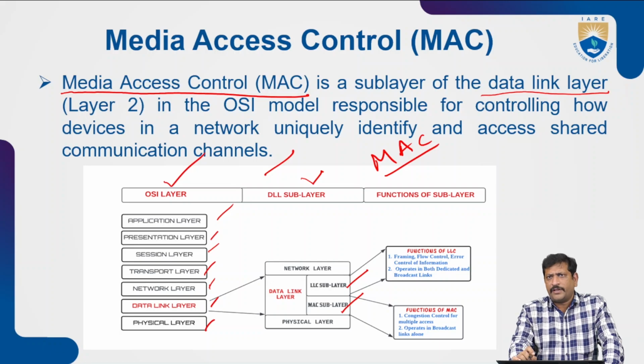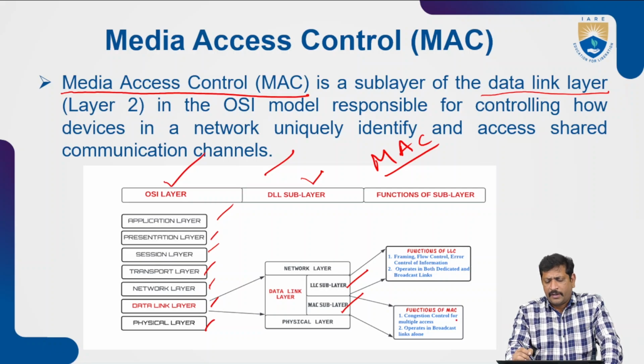Taking the functionalities of the data link layer sublayers, the MAC functionality is that congestion control can be done with multiple accesses. If there is any congestion while transmitting data between two devices, the congestion can be controlled with the help of the MAC address. Why? Because it uniquely identifies the other devices. By uniquely identifying the other devices, the congestion can be controlled. Once the device is identified, the data can be sent to that particular device.